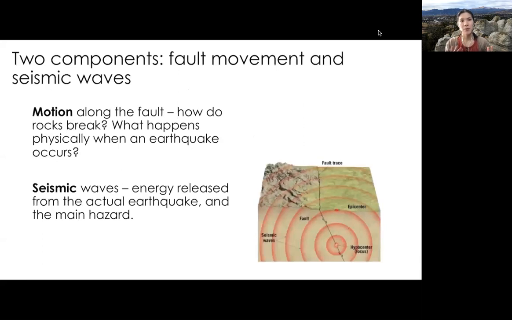And there's going to be two main components to this. We're going to go over motion right now, and the second half we're going to go over seismic waves. So when the earth breaks along a fault, there's going to be motion along the fault that occurs, and that's the physical action of rocks breaking. And so we'll talk a little bit about what happens physically when an earthquake occurs in terms of the rocks fracturing. The second half, that's going to be what we care about in terms of hazards, is the seismic waves. This is the energy that's released from that earthquake and from that motion, and that's going to travel up to the epicenter and up to many other places along the Earth's surface.